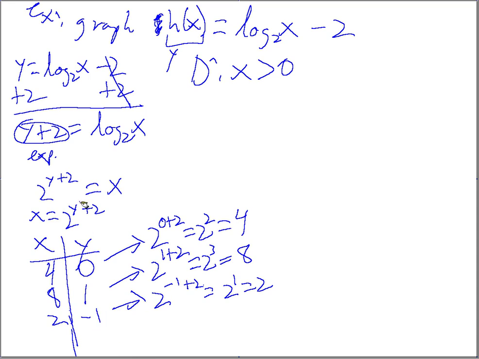If I plug in negative 1 for y, again, we're picking y, plugging it in to get the x. All right, let's just do one more. How about negative 2 for y? Negative 2, so that's going to be what? 2 to the negative 2 plus 2, or 2 to the what? 0, or what? What's 2 to the 0 again? 1. Okay, so 1 for the x.